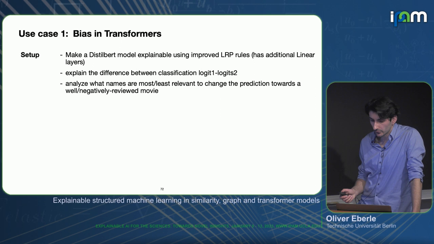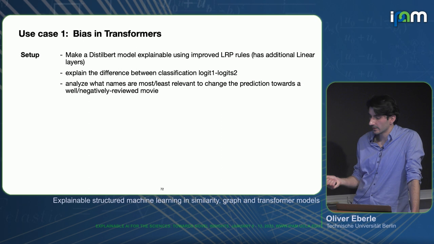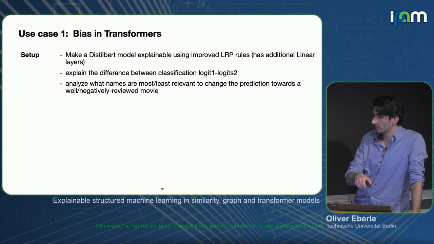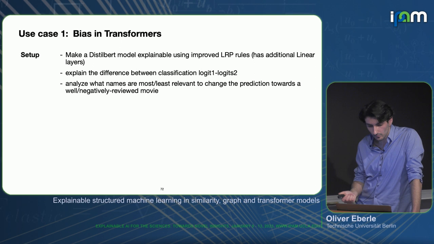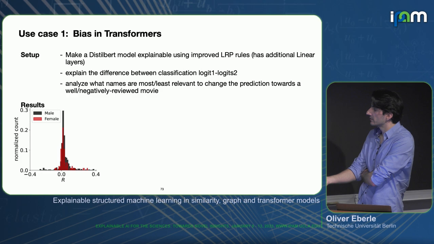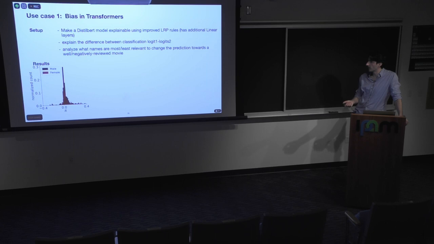So in order to understand this, we did not explain directly the classification, but the difference between the two classes. This gives you a more direct way of understanding what gendered names affect the classification more towards a positive review versus what names correspond to a negative movie review. So we did this across a small data set and tested the relevance that lies on female or male names in these movie reviews, and we see there's no consistent gender bias at least. On average, male and female names both contribute a little bit, but there's no super strong gender bias at least.